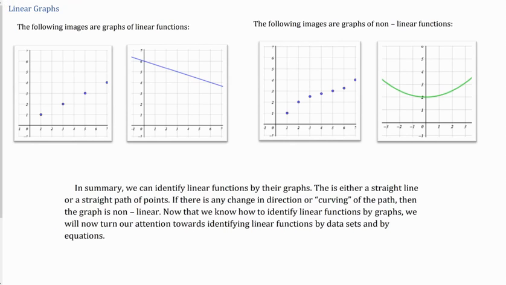Here are some examples of graphs. On the left side, we have 2 graphs that represent linear functions. Notice that the points in the first graph are all laid out in a straight path. And the second graph is a line that is going across in a straight path.